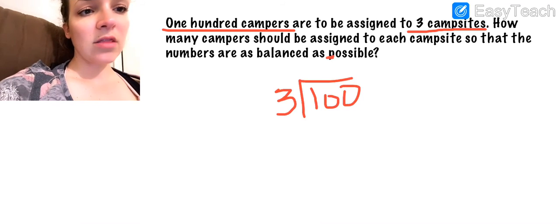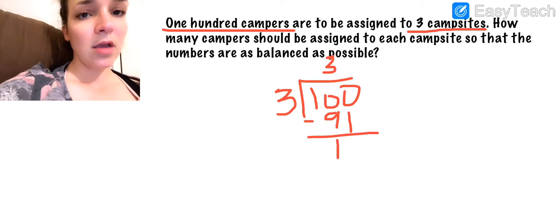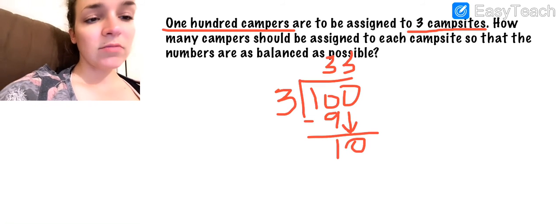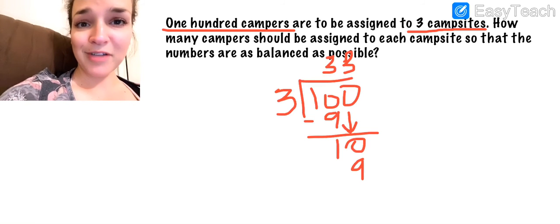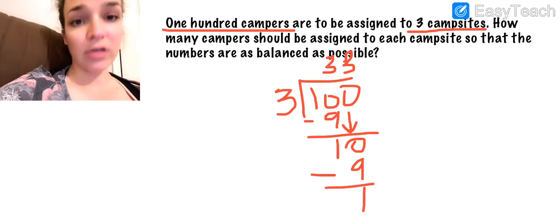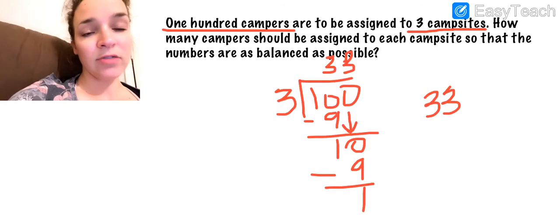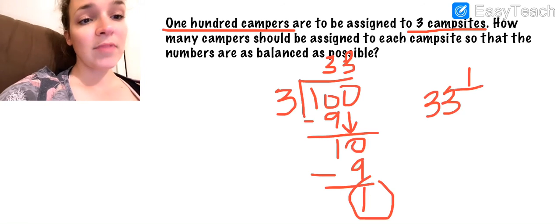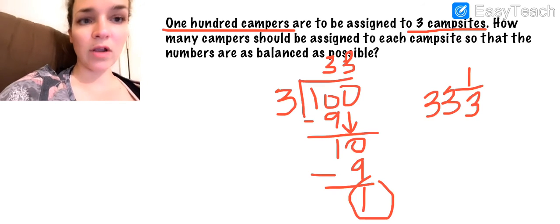So 3 goes into 10 3 times. 3 times 3 is 9. 10 minus 9 is 1. Bring down the 0. 3 goes into 10 3 times again. 3 times 3 is 9. 10 minus 9 is 1. I think you can see a pattern here. If we stop there, remember, we can say my answer was 33, and then I can take this remainder and write it as my numerator over my divisor, which is my denominator. So I could say 33 1/3.